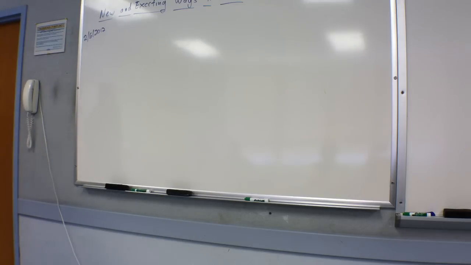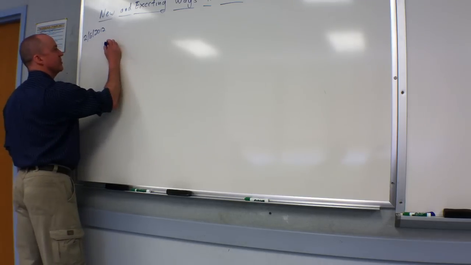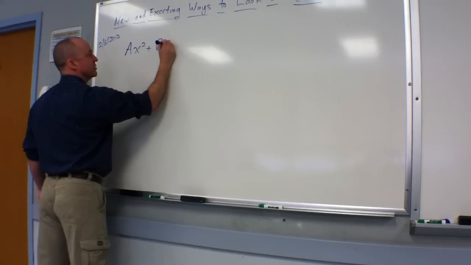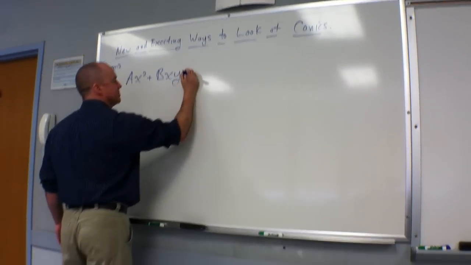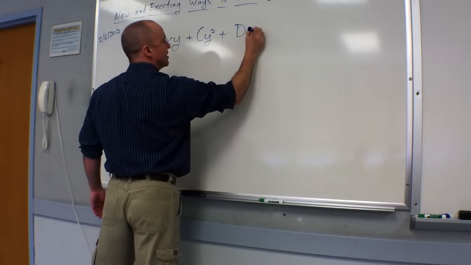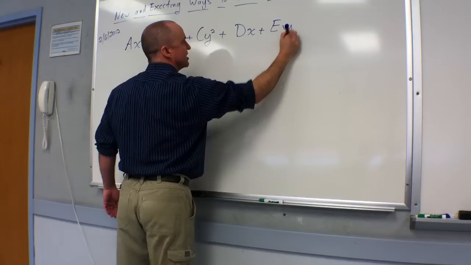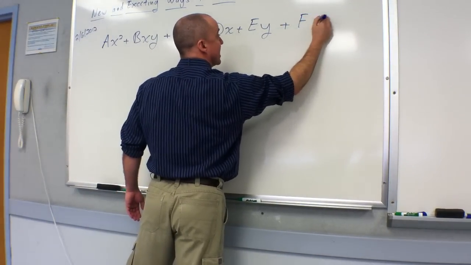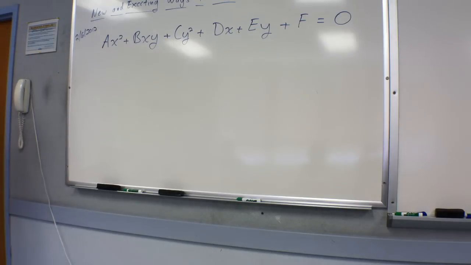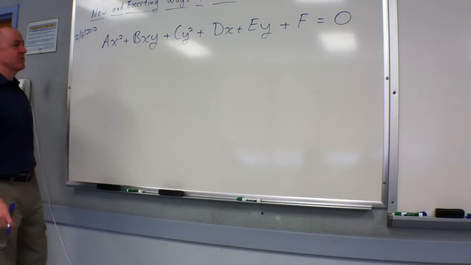Okay, first thing. Some of this I won't get to today, some of it I will, but I gave you this 2 weeks ago. Take another look at it. Ax squared plus bxy plus cy squared plus dx plus ey plus f equals 0. General form of any conic. We're going to go through some information about this, some of which you should remember.